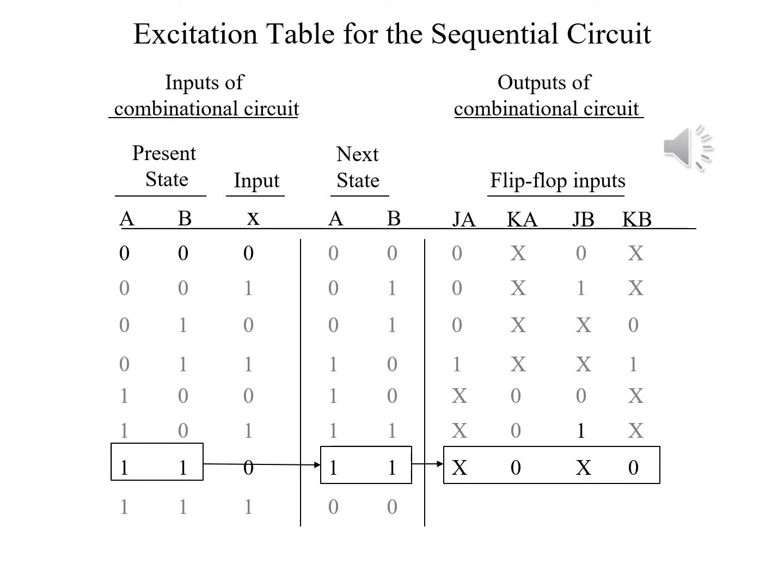In this state, A and B both remain at 1. So in both cases, J is a don't care condition and K is 0.